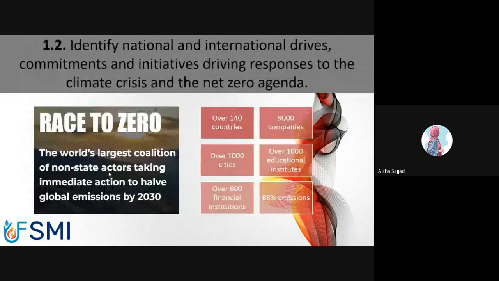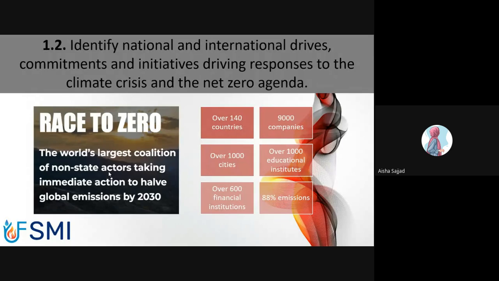The next assessment criteria wants us to talk about how different international as well as national drives, commitments, and initiatives are working. Why are they working and what are they striving for? They are moving towards this goal of a climate crisis solution, and they also want to work on this net zero agenda under the Paris Accord.